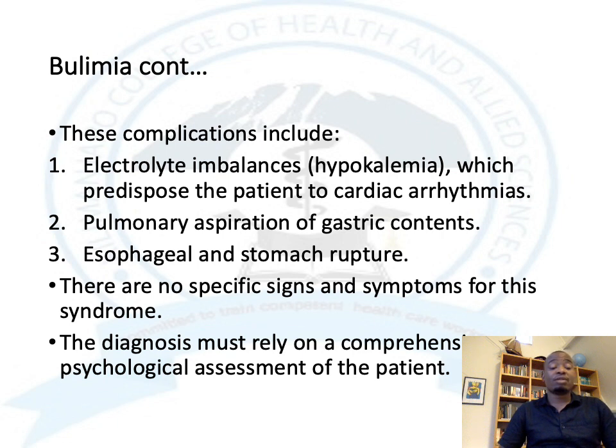These complications of bulimia include electrolyte imbalance, hypokalemia, which predisposes the patient to cardiac arrhythmia, and pulmonary aspiration of gastric content because of the induced vomiting. When they are vomiting, some content may go to the respiratory system and we can get pulmonary aspiration, which may end up causing infection in the respiratory system. There might be esophageal and stomach rupture, because as you are vomiting, there is high force which may cause rupture of the esophagus and stomach. There is no specific sign and symptom for this syndrome. The diagnosis must rely on a comprehensive history and psychological assessment of the patient.